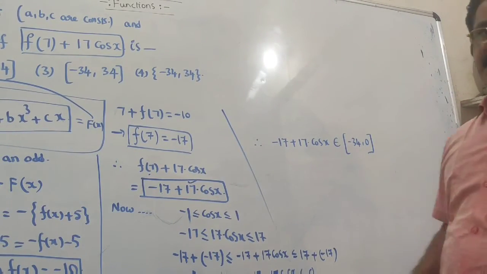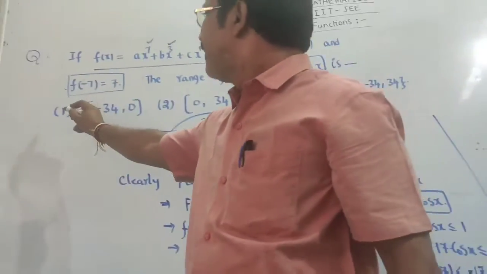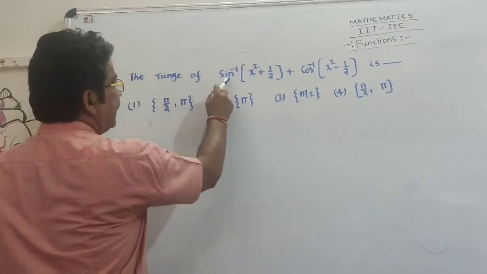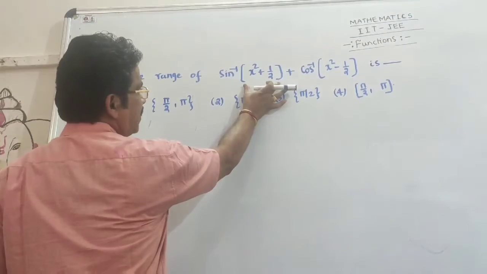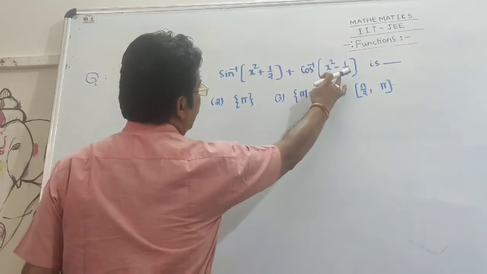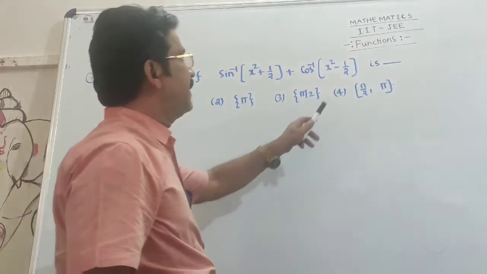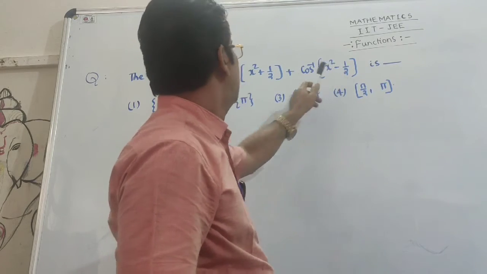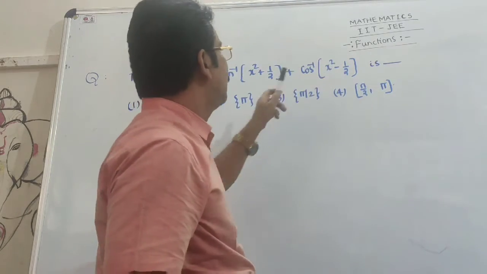So clearly which option is right? You come here. First option is right. Hence the problem. The range of sine inverse of box of (x square plus 1 by 2) plus cos inverse of box of, it is the integer function, box of (x square minus 1 by 2). So find the range of this function.